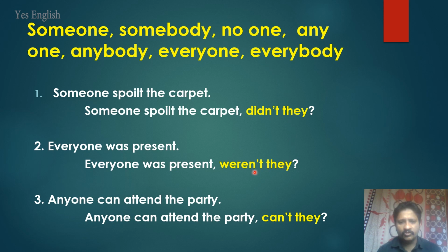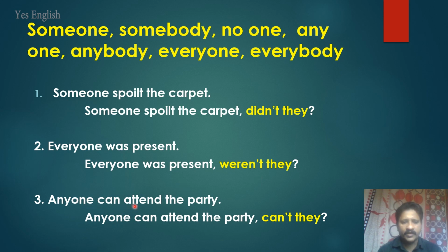Okay, so we used were because there must be an agreement between this subject and this primary auxiliary. Okay, so you say they were. So if you use here was instead of were, there will be a problem of agreement between these two words. Okay, subject verb agreement.